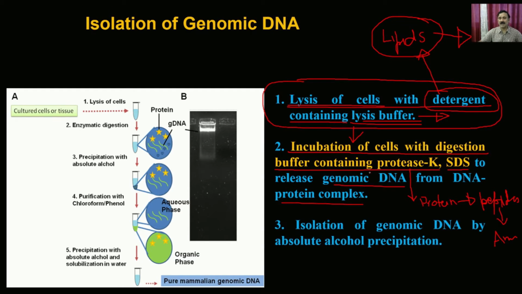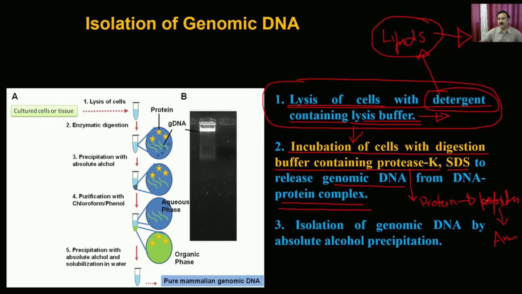So what will happen is the genomic DNA is packed along with the protein in most of the eukaryotic cells as well as in the prokaryotic cells. The organization is more complex in the eukaryotic cell, but less complicated in prokaryotes. But in both cases, the genomic DNA is present in a complex with proteins, and these proteins have to be removed from the genomic DNA so that you can isolate it. There are two ways in which you can isolate the protein.